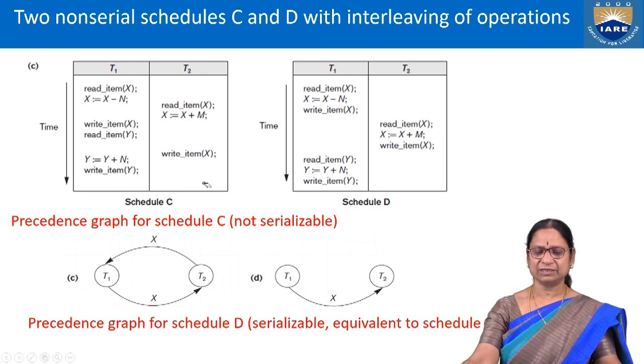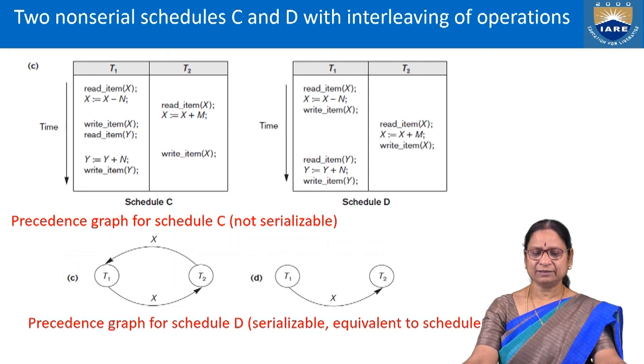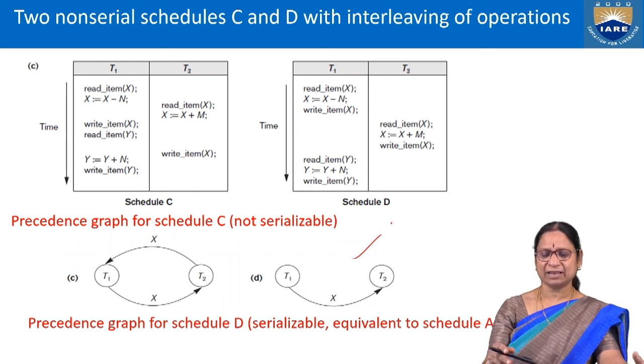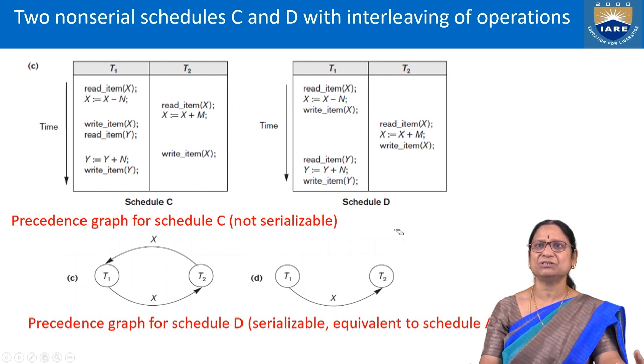Coming to the next one: the write is earlier by T1, and the read is by T2. So T1 to T2 on X. After writing X, there is no X reading or writing in T1, so there is no other arc. This is a serializable schedule. The precedence graph doesn't have any cycles, so schedule D is a serializable schedule.